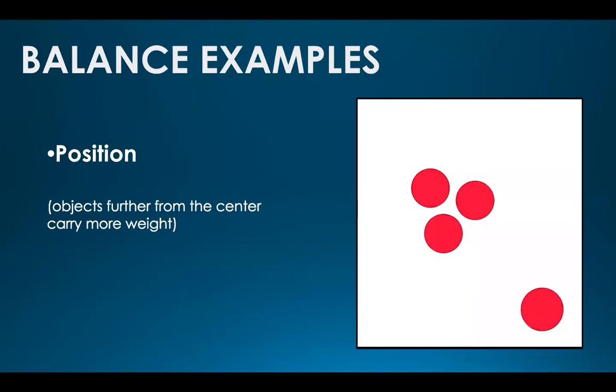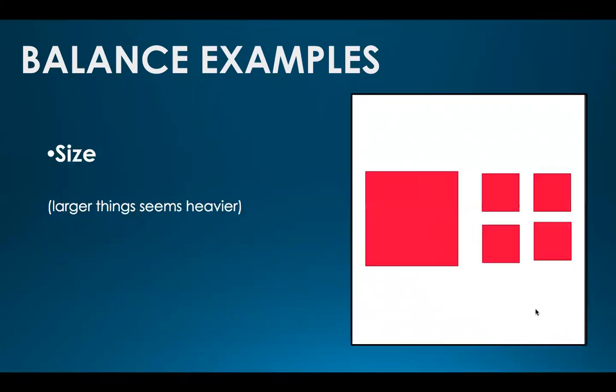Okay, so now let's look at some more higher level balance examples. You can show balance in an artwork by the position that the objects are in, okay? So objects that are further from the center usually carry more weight. So even though these have 3 together, that one just seems heavier because it's away from the center of the painting. You can also show balance by size.